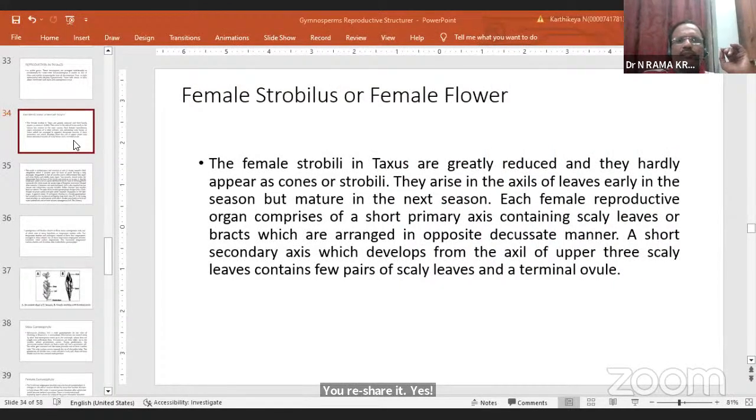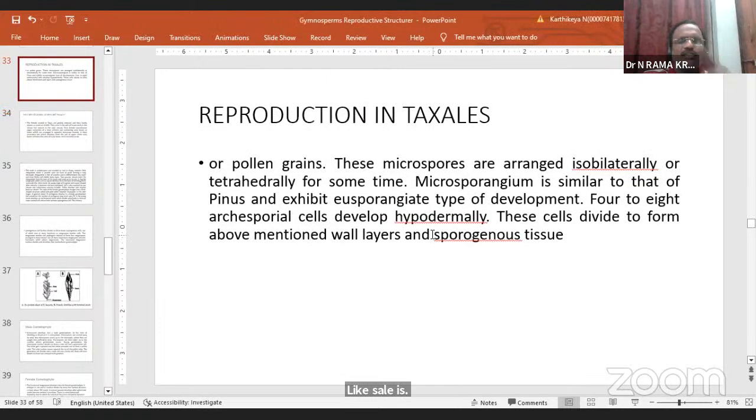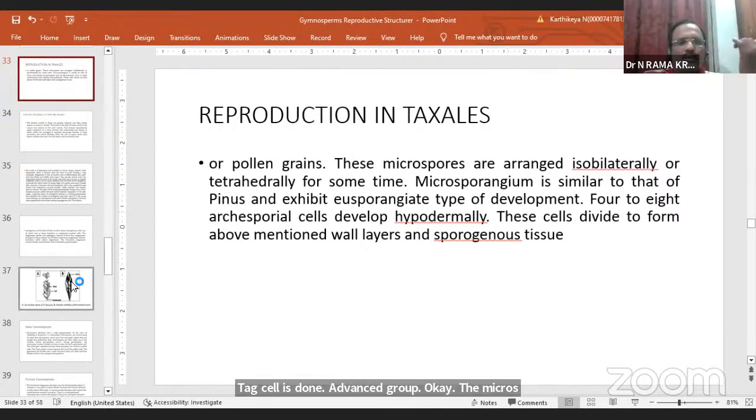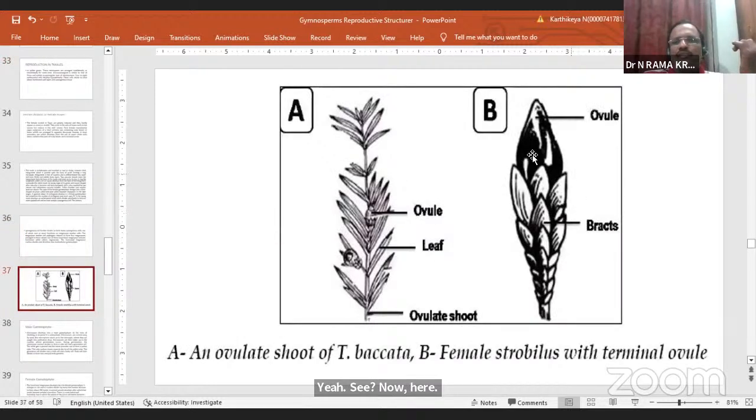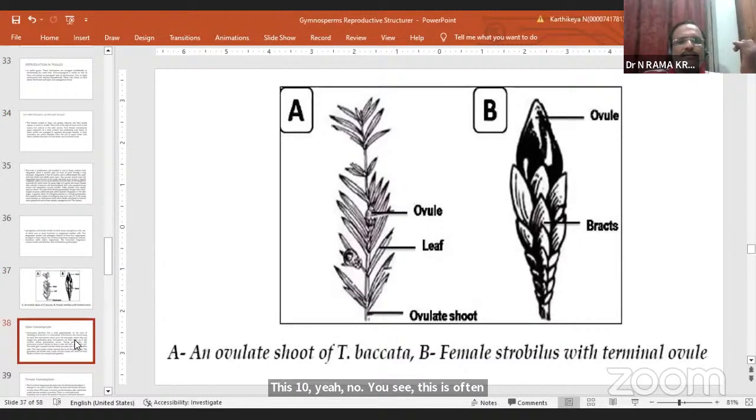Here now you see this is a fin, like a sail. Where is the tag cell? The tag cell is in the advanced group. The microsporangium is similar to that of pine in almost all respects. See now here, this one. Here you see where the tag cell is.